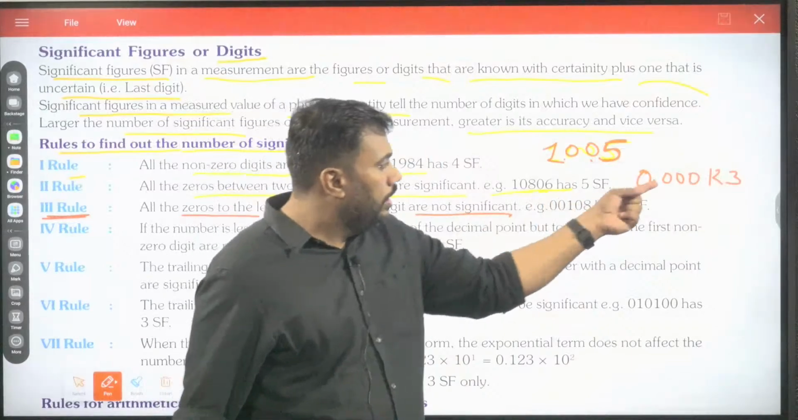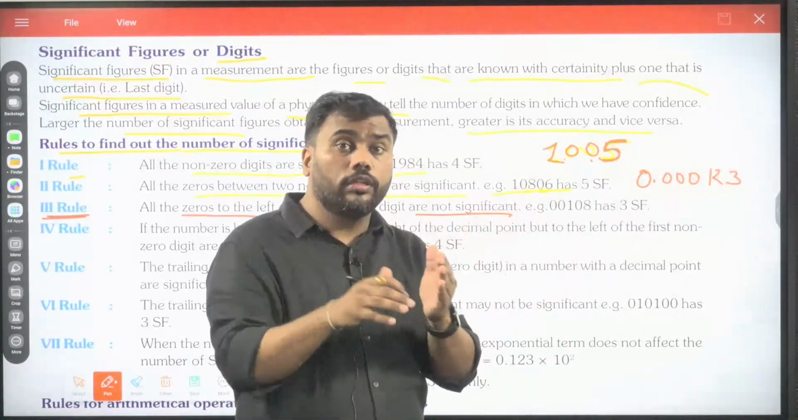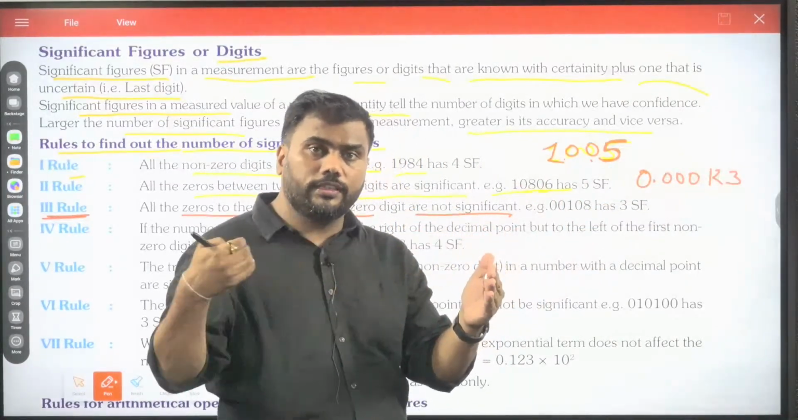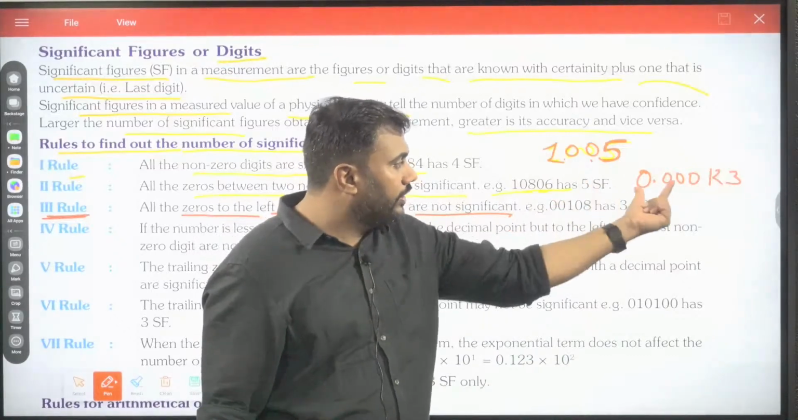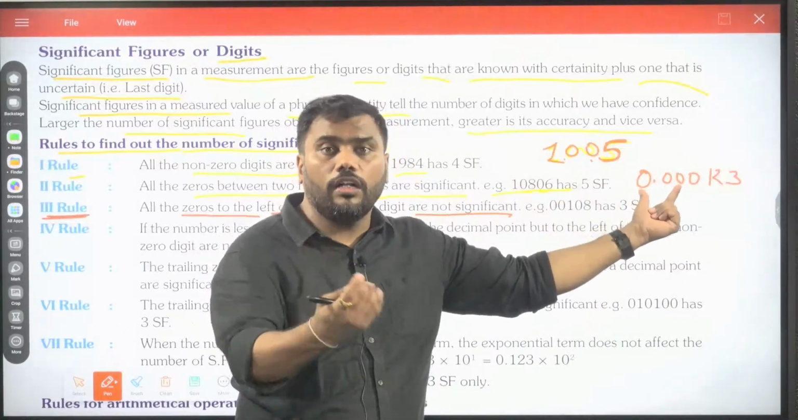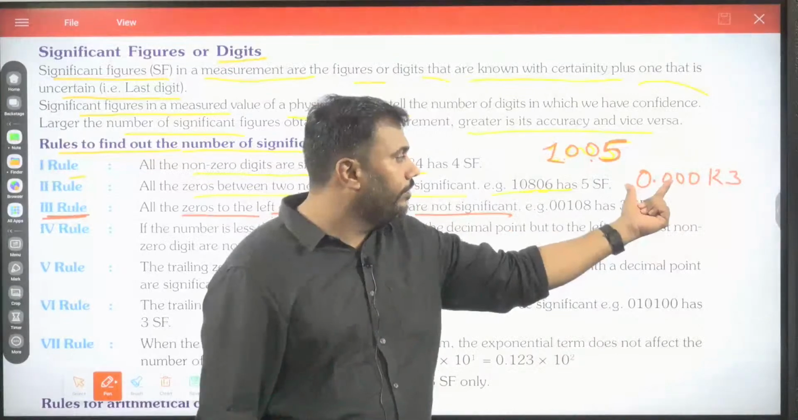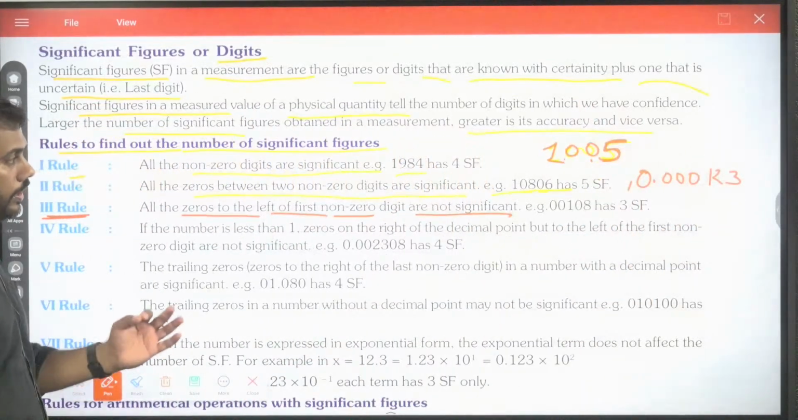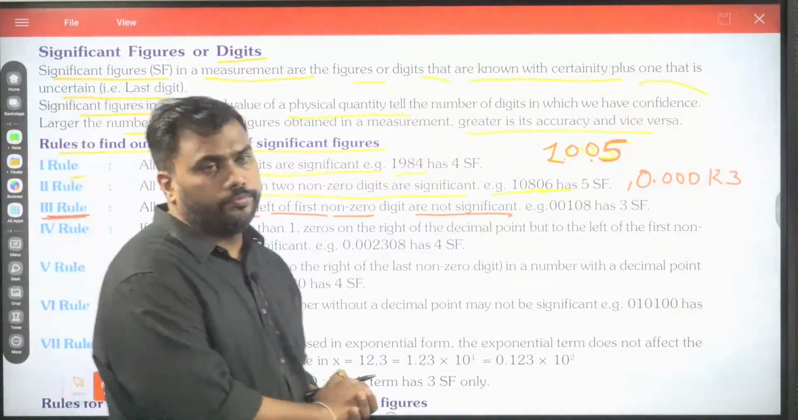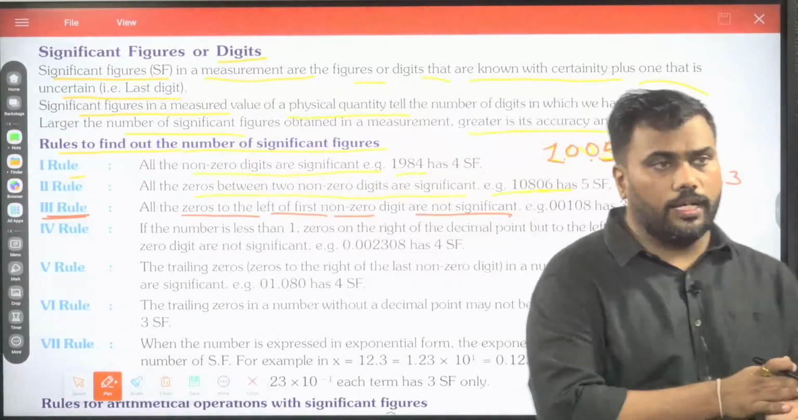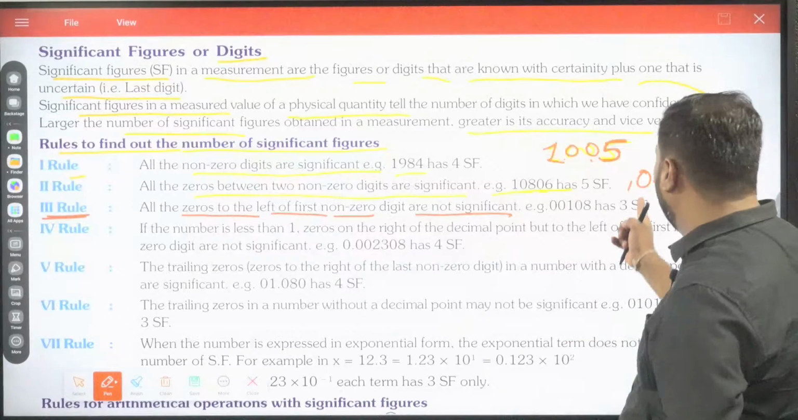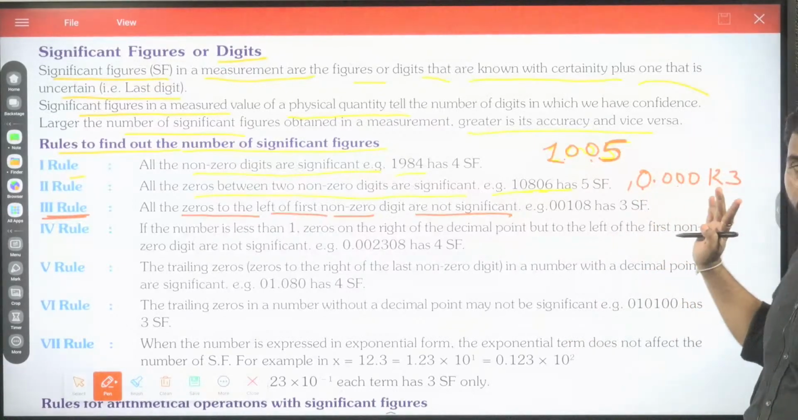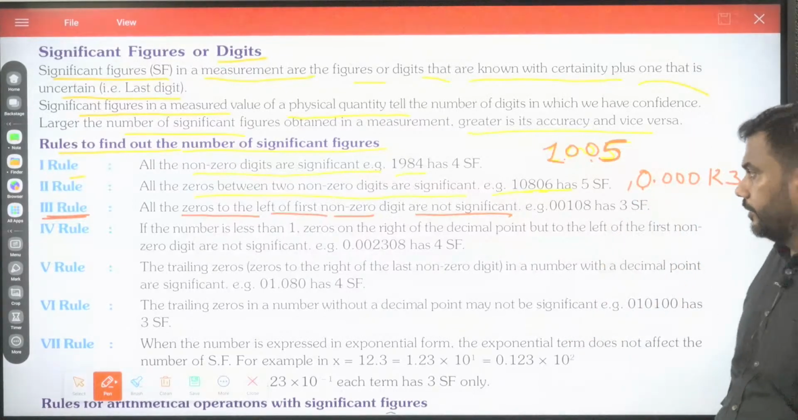In the third rule, the zeros before the first non-zero digit are all non-significant. They are not significant for us. Only 3 digits are significant. Is this rule clear? 0.00123 only has 3 significant digits.